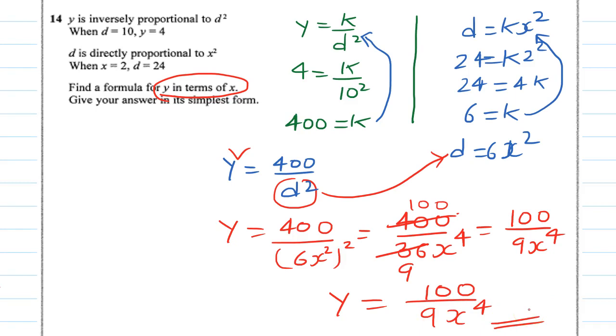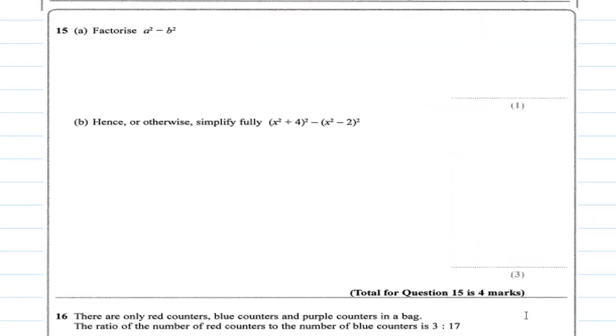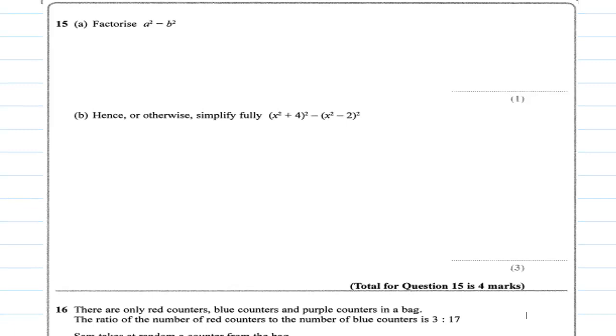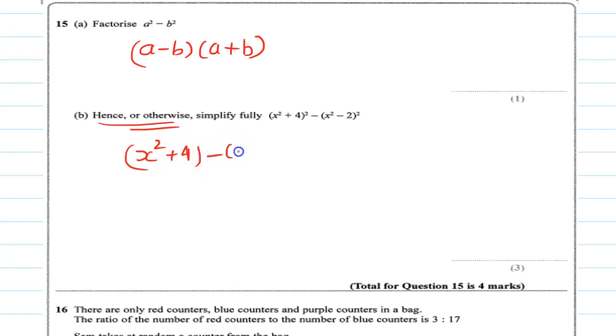Now the next question is, factorize a square minus b square. So a square minus b square, you just write down a minus b and a plus b. Hence or otherwise, simplify this. So remember, we don't write the square here. Write one time with a minus sign, one time with a plus sign. Don't write down the square. So the same thing I'm doing here: x square plus 4 with a minus sign.